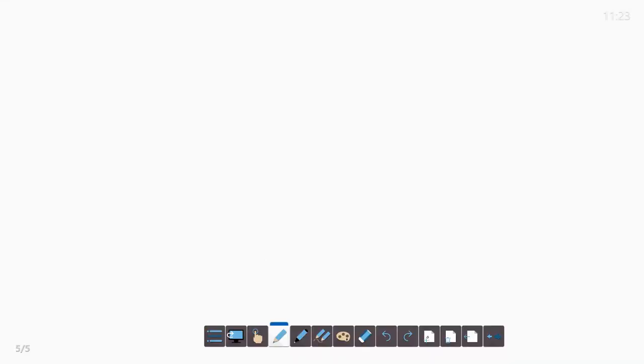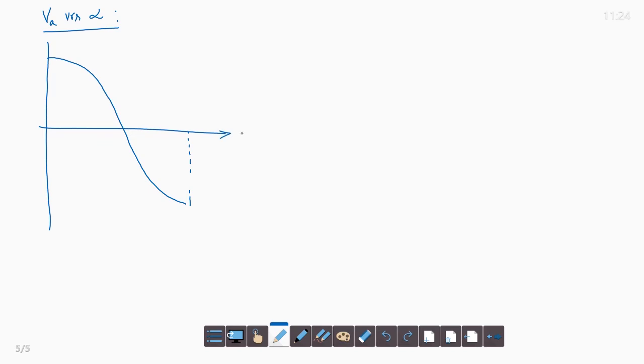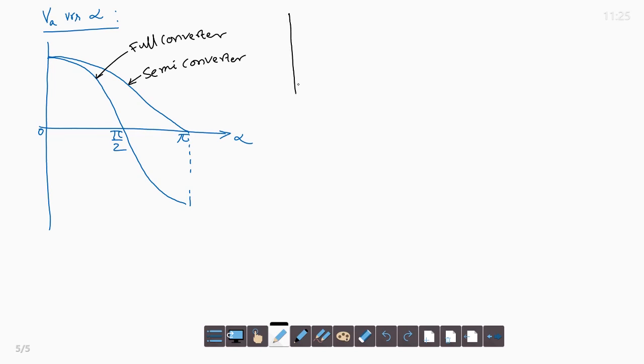In semi converter, output voltage is always positive, whereas in a full converter output voltage can be positive or negative. That we will plot here, VA versus alpha graph. This is alpha axis, alpha equal to 0 degree, pi by 2 and pi. So this is for full converter and this is for semi converter. In a semi converter, output voltage is always positive. So current has to be positive always, of course, because converter current is unidirectional.